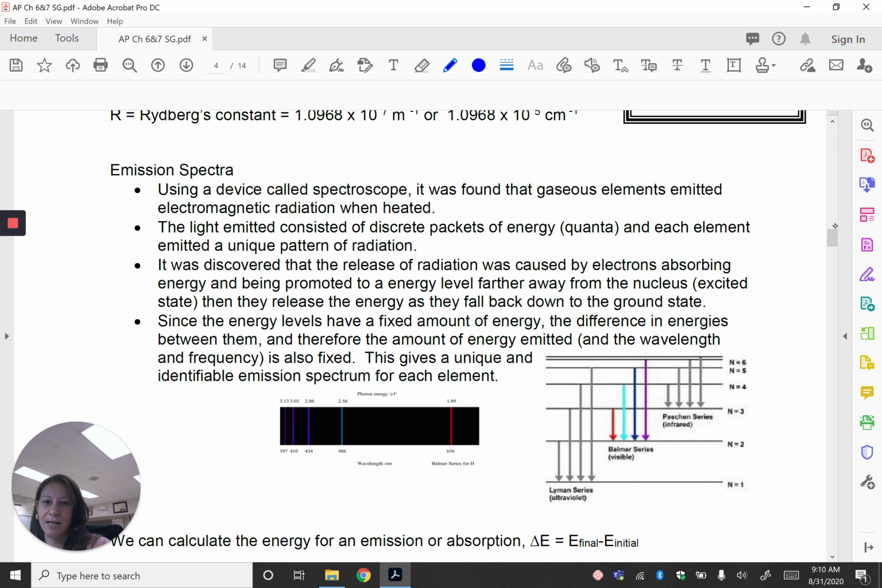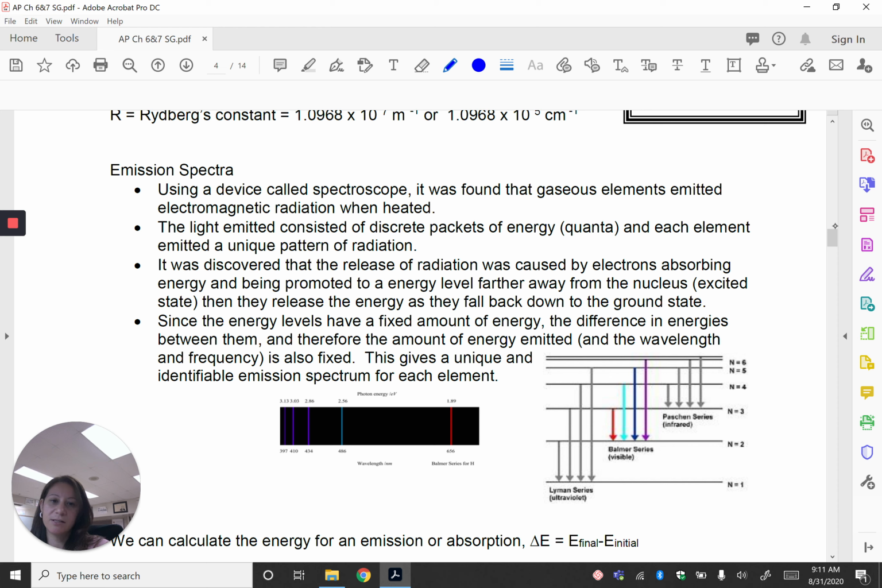So let's read this together. These are things that you need to know. So the device itself that we use to get the emission spectra is called a spectroscope. And it was found that these gaseous elements emitted electromagnetic radiation when they were heated, or when you give them some electricity, for example, so excite them somehow, give them some energy somehow. So the light emitted consisted of discrete packets of energy called quanta. So the energy was quantized. That means it was set amounts or certain amounts. And each element emitted a unique pattern of radiation. So the emission spectrum of each element is kind of like a fingerprint for that element.